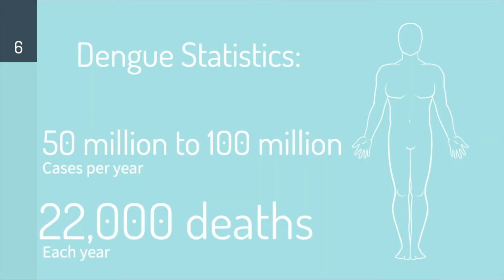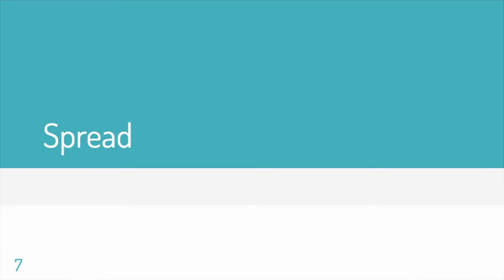So now let's look at some dengue statistics. So first, we see that there are around 50 million to 100 million cases of dengue each year, and this is a really high number. And of those, we see that we have around 22,000 deaths each year, which might seem shocking, but actually if you compare it to the number of cases, it's not terrible, and we're still trying to work on some treatment options that we'll talk about later.